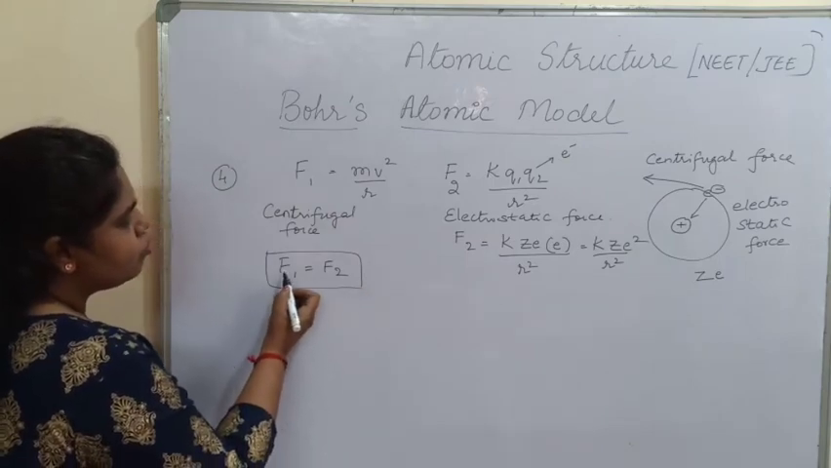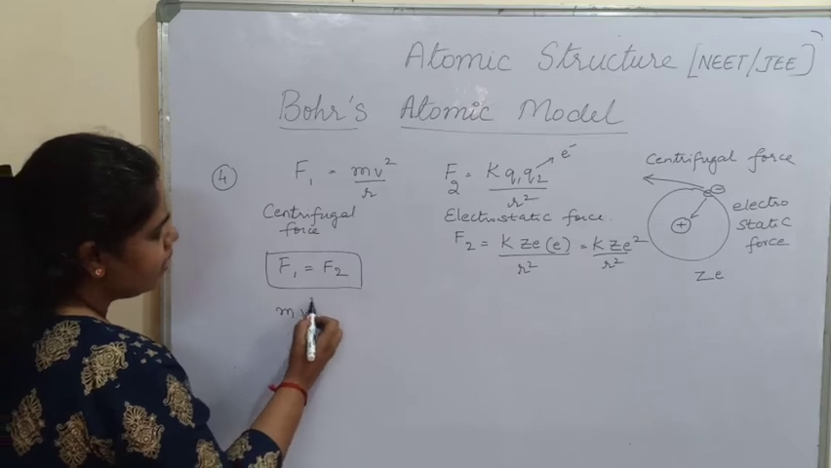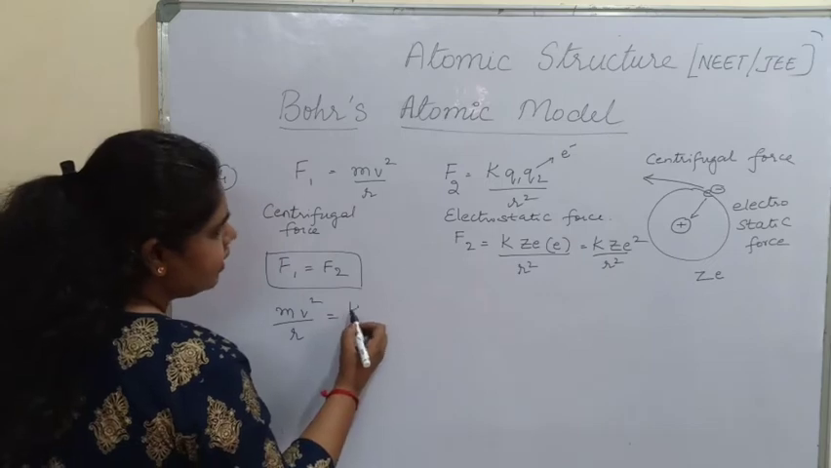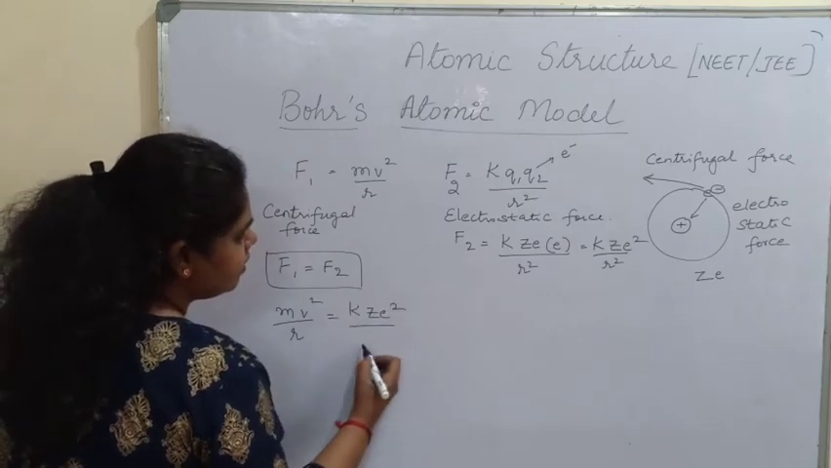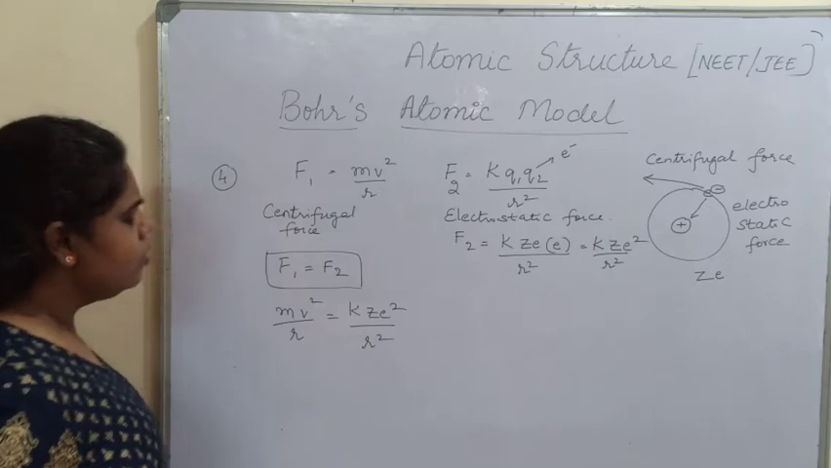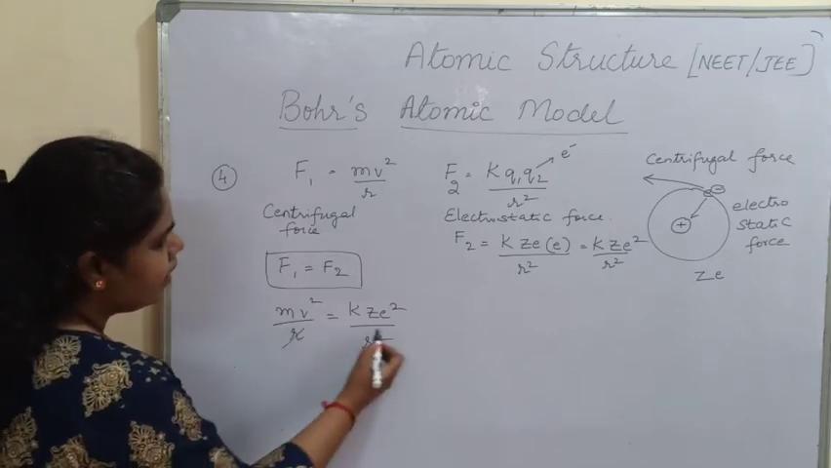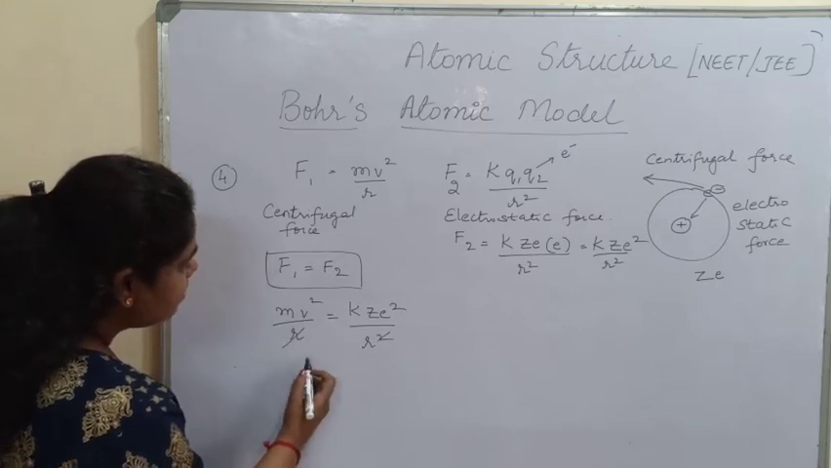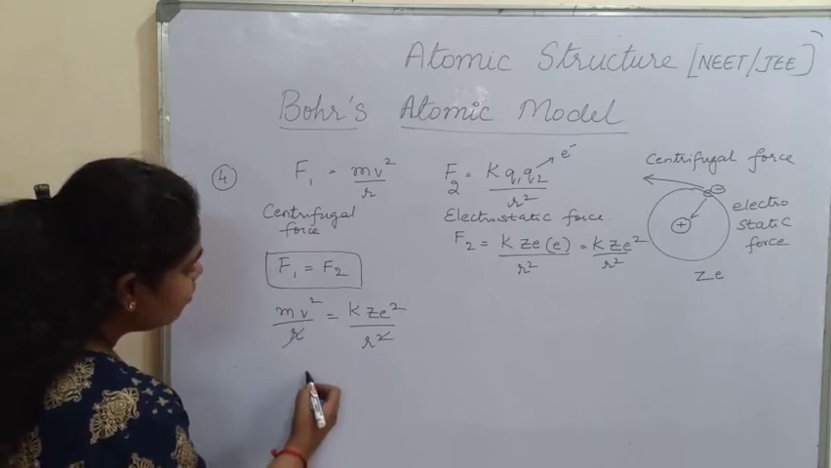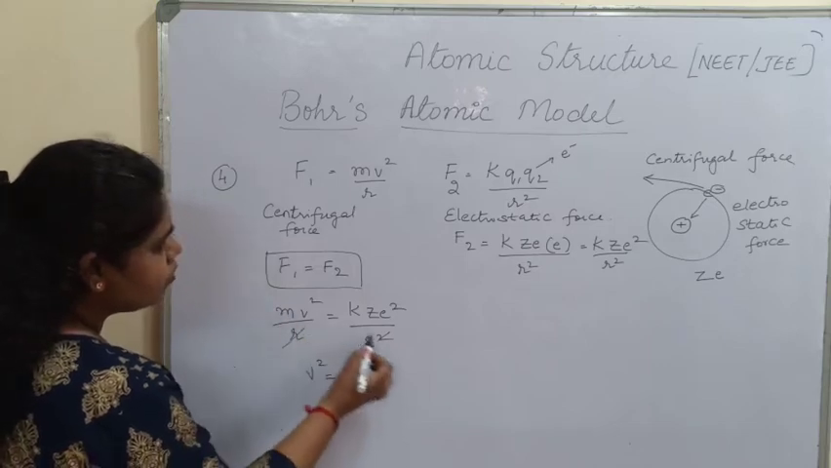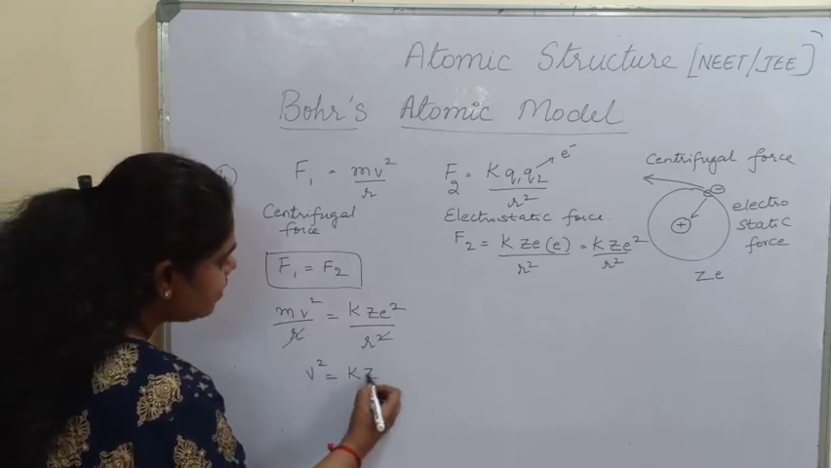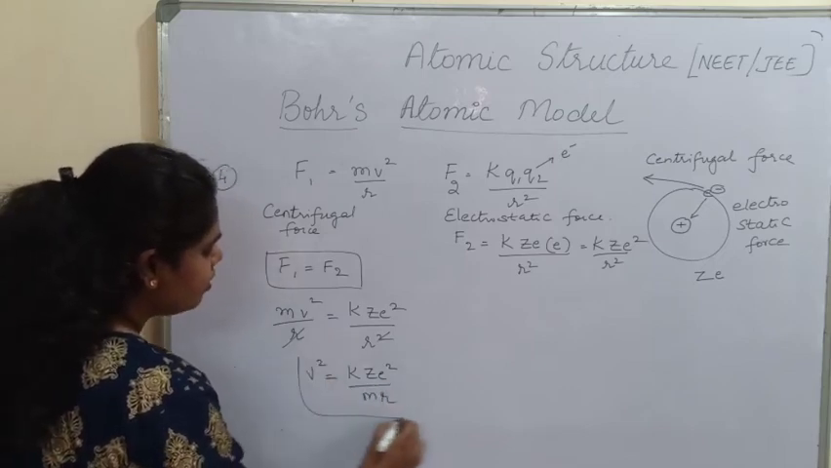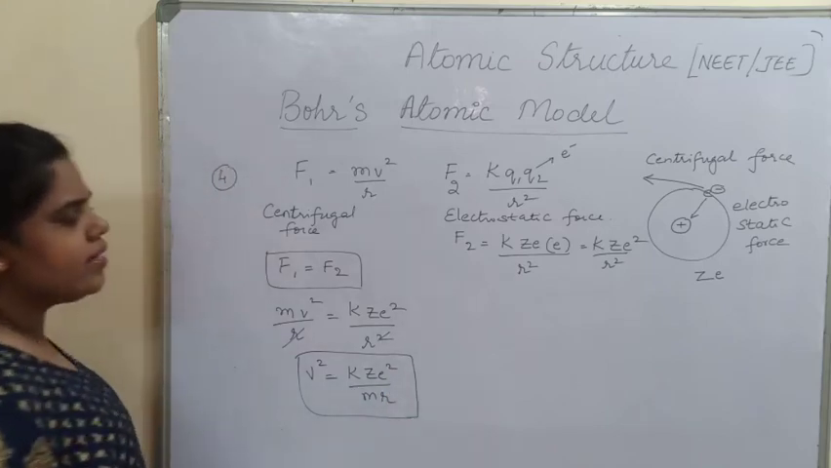So now let us substitute for F1. mv square divided by r is equal to F2, which is kZe square divided by r square. Now here r and r we can cancel. Shifting m to the other side, we will get v square is equal to kZe square divided by m into r. So this is what we will get: velocity square is equal to kZe square divided by mr.